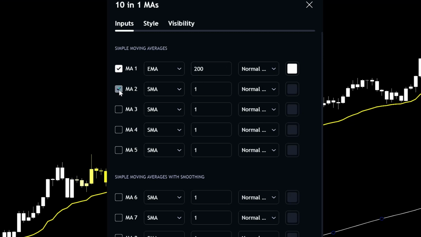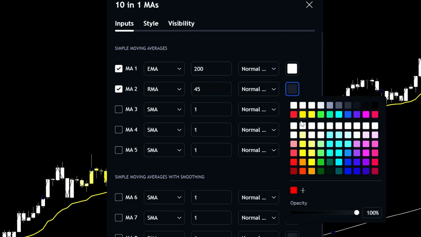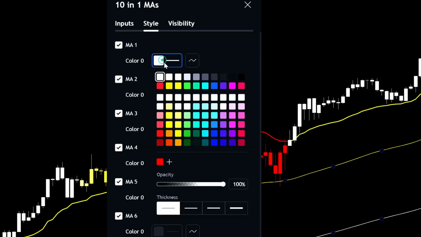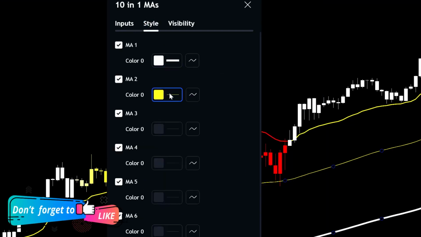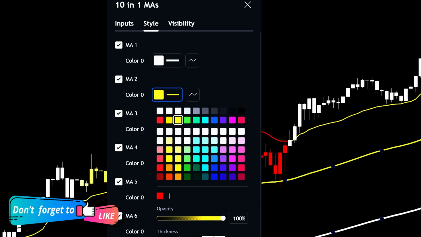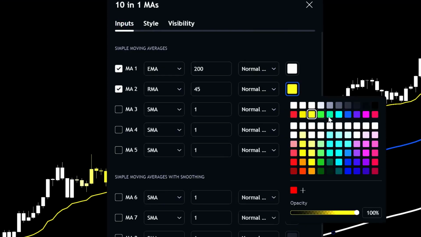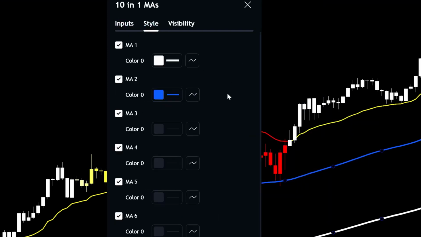Next, let's enable MA2 and change its type to RMA, relative moving average. Its period will be 45. Again, the time frame should be normal. Finally, let's head over to the style section. Here, we can adjust thickness, color, and opacity of the lines to your personal preference. This helps with visual clarity and makes it easier to analyze the chart for profitable trading opportunities.